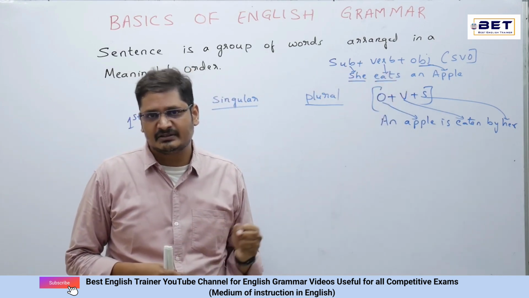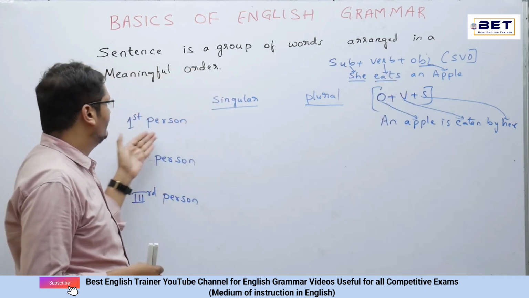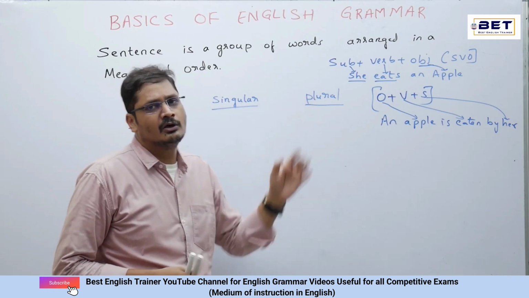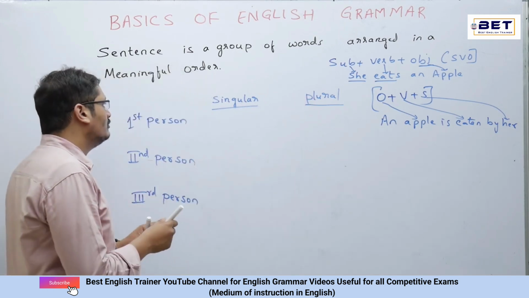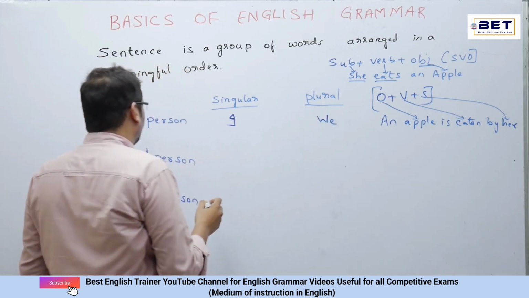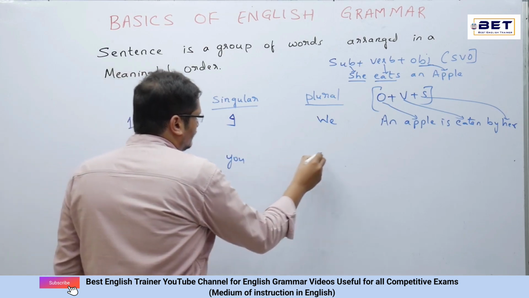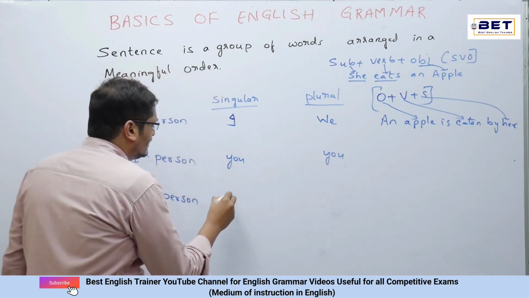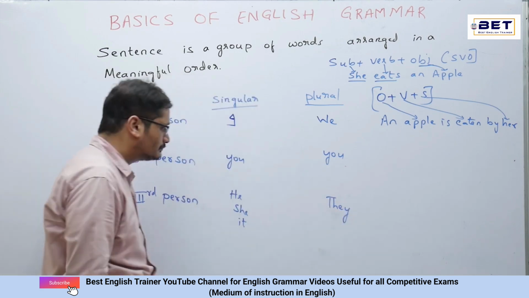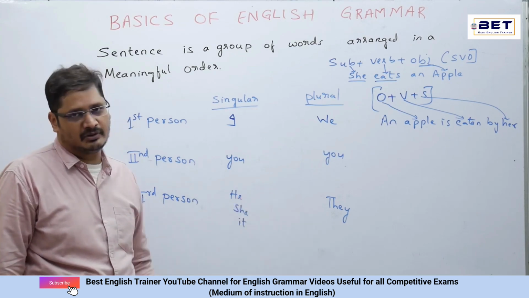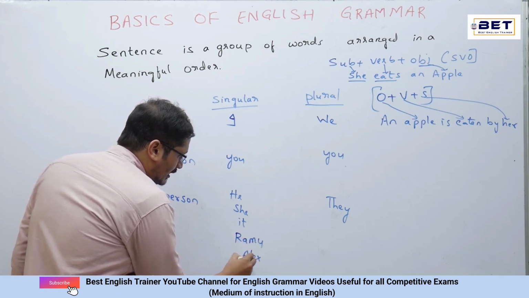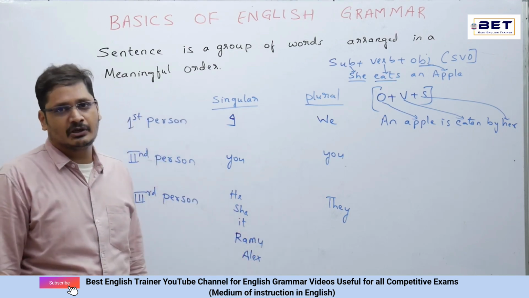Now what is the subject? Let's understand it. For the subject, we have the first person, second person, third person. Here we have singular, and also plural. Let's write down the first person singular, that is I. The first person plural is we. Second person singular is you, and second person plural is again you. And the third person singular is he, she, it. And the third person plural is altogether they. For example, I said Ramu, I said Alex. Now Ramu and Alex can also be the third person singular.